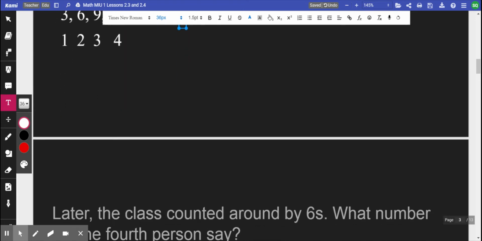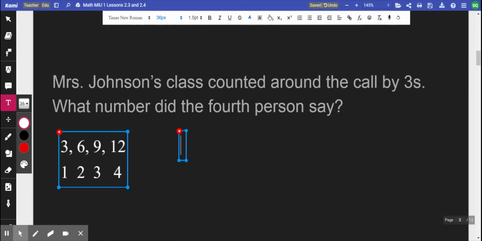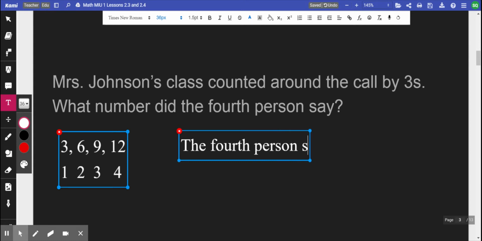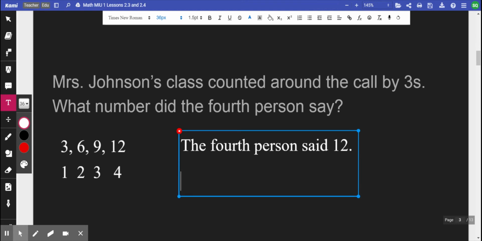Then I can look at this next person. The fourth person said 12. I'm just going to put that. I could also say that since this is the fourth 3, that is 4 times 3 equals 12.